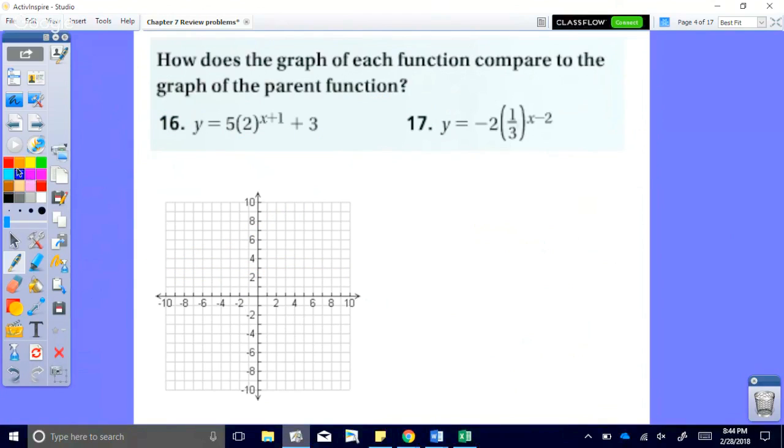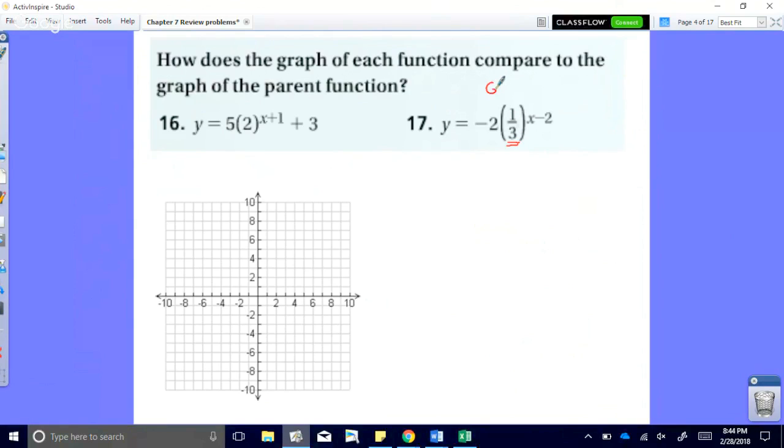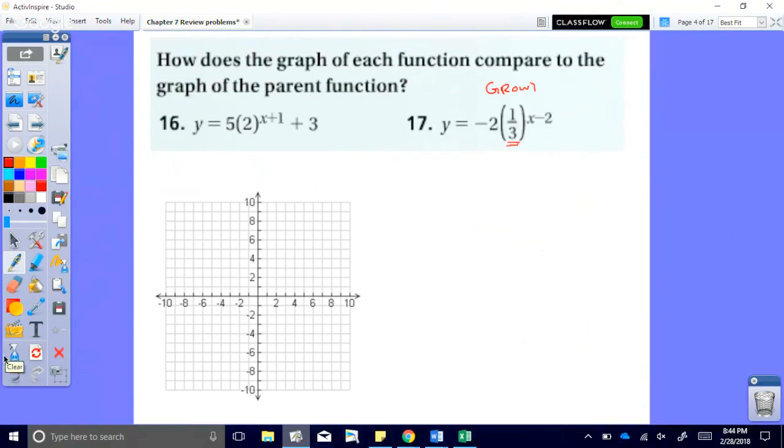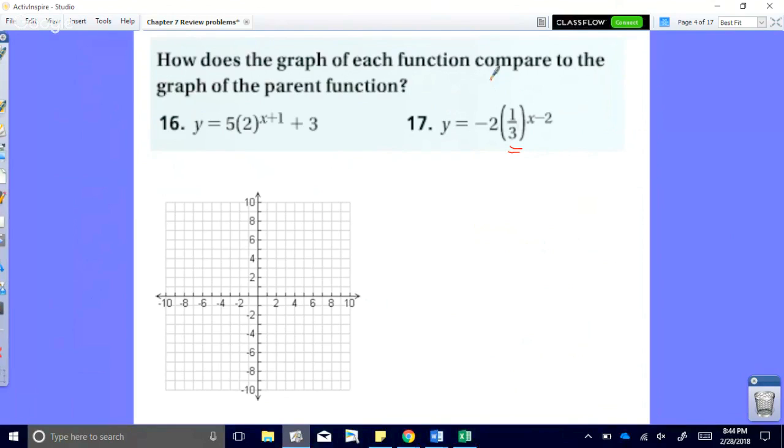Okay, so we're going to look at the other one over here. This time it's to the 1/3, so we have a growth function. Or sorry, excuse me, we have a decay function. The 1/3 fraction says that we have a decay. Decay functions, instead of increasing as we move left to right, start tall and go towards 0 as they move left to right.